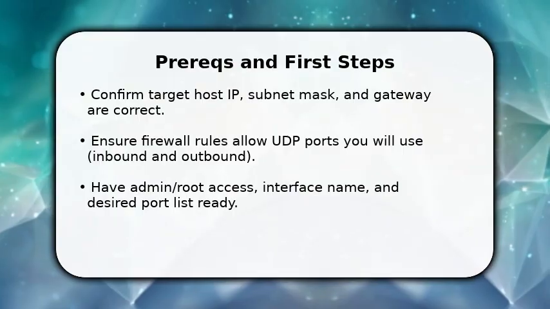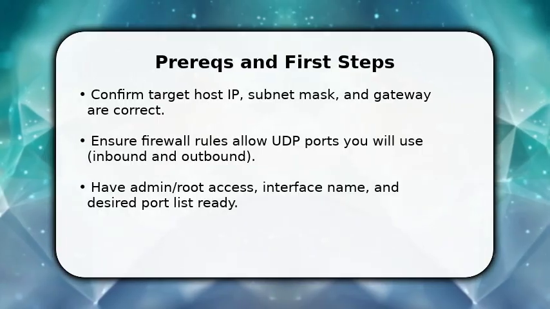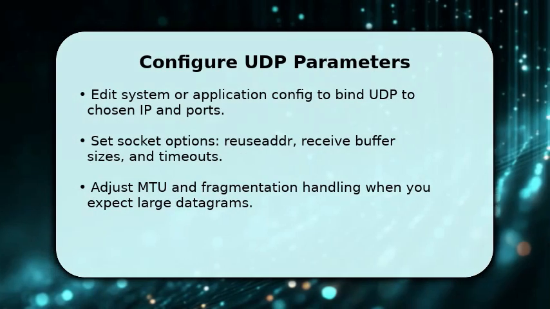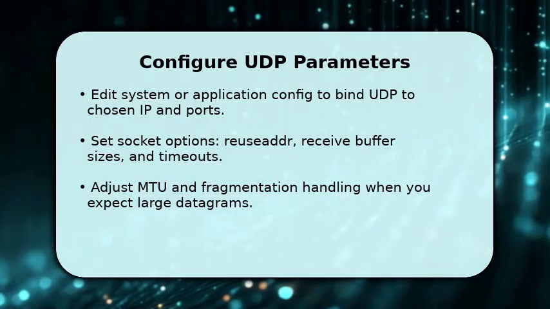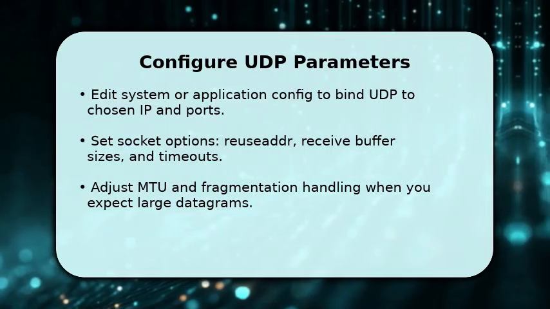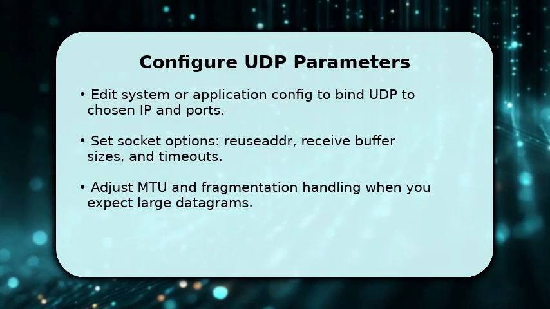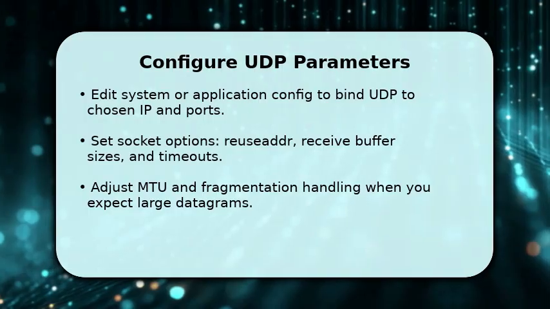You now configure the core UDP parameters on the host and in the application. Begin by editing the service or application config to bind UDP sockets to the correct IP and ports. This controls where packets arrive. Then set socket options like reuseaddr, appropriate receive buffer sizes, and sensible timeouts to handle bursts.